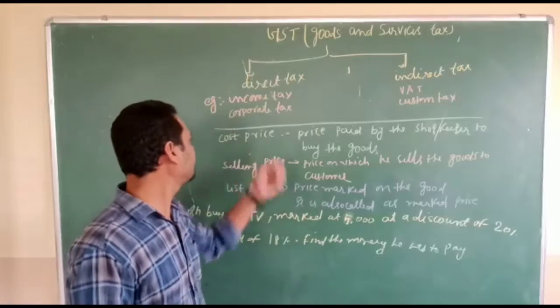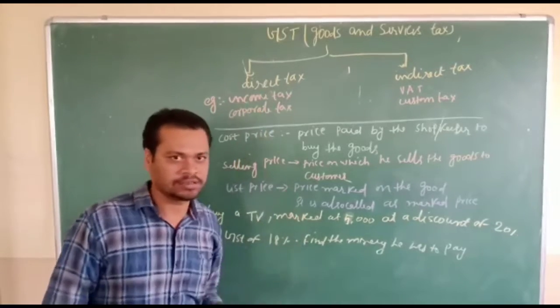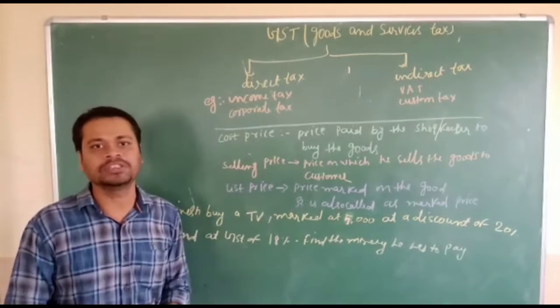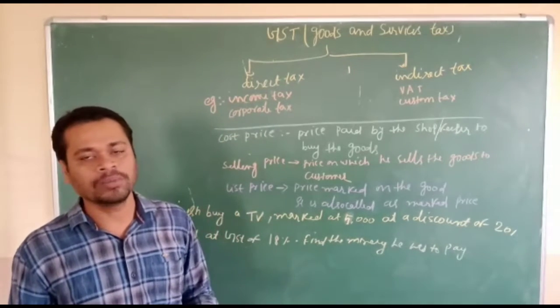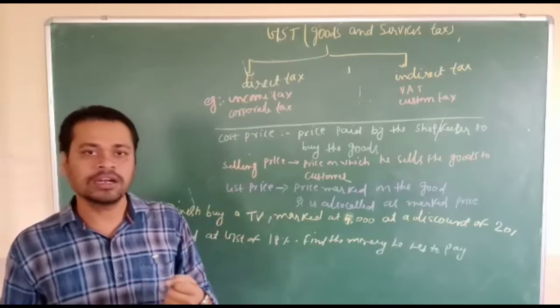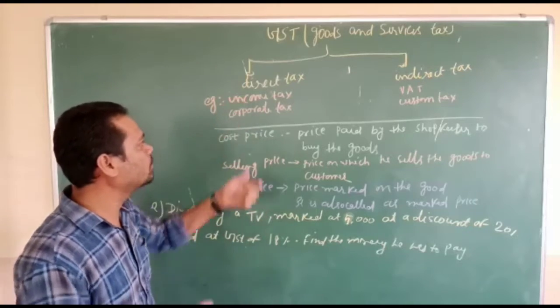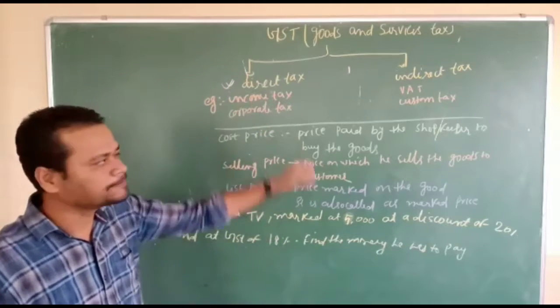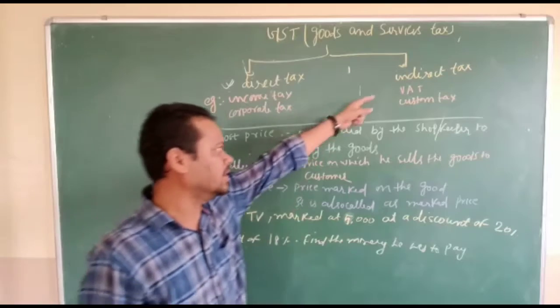So that income tax we have to pay directly to the government. Another example I have taken is corporate tax. This tax is paid by companies directly to the government based on their profit. Since we are paying directly to the government, we call those types of tax direct tax. These are the examples of direct tax. Let's come to indirect tax.